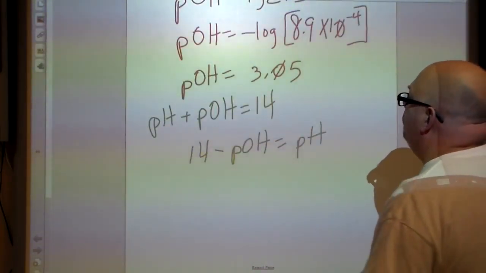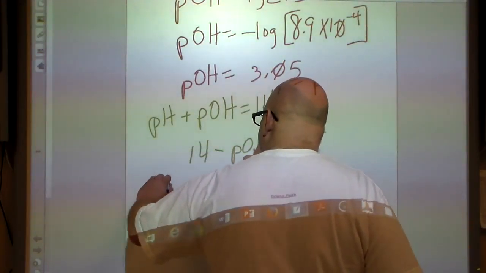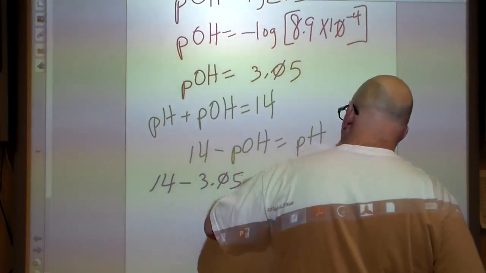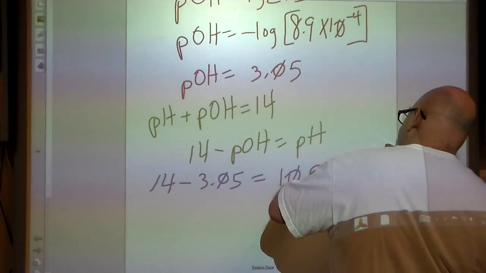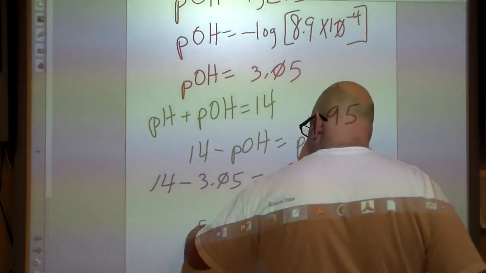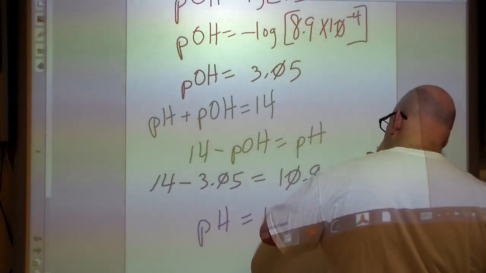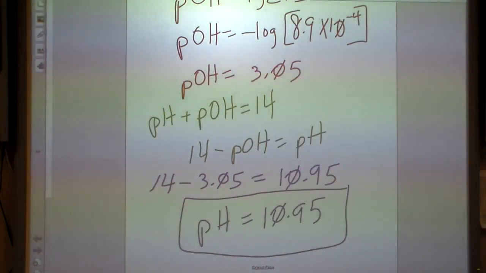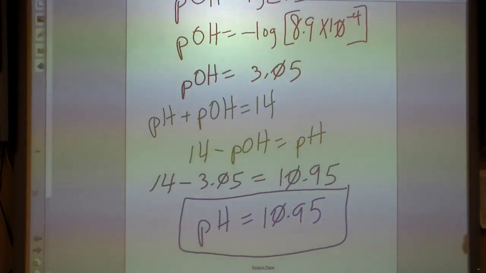Okay? As we're running through, let's finish this off here. So 14 minus 3.05 is going to give us 10.95. So our pH, ladies and gentlemen, is equal to 10.95. Okay, that's definitely more of a basic solution than we started with.